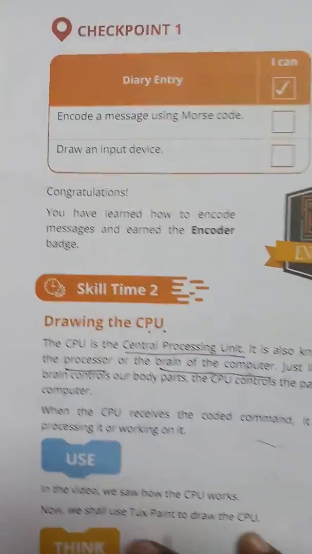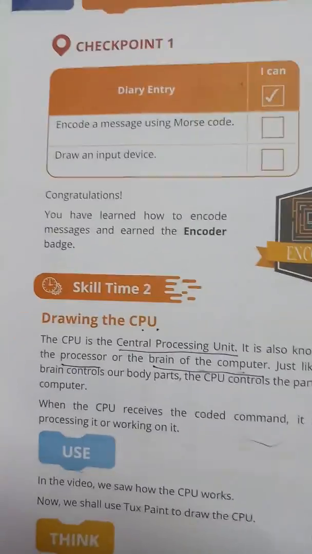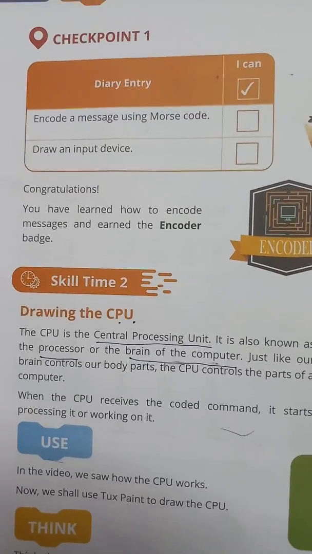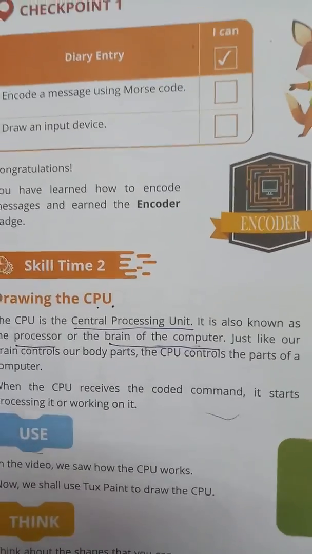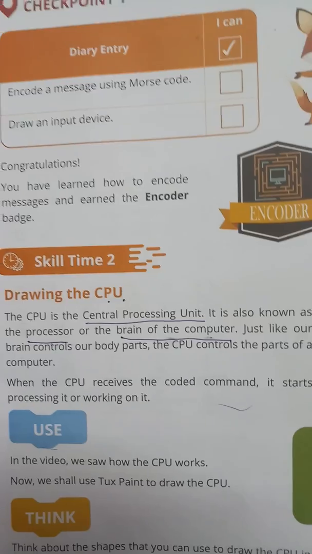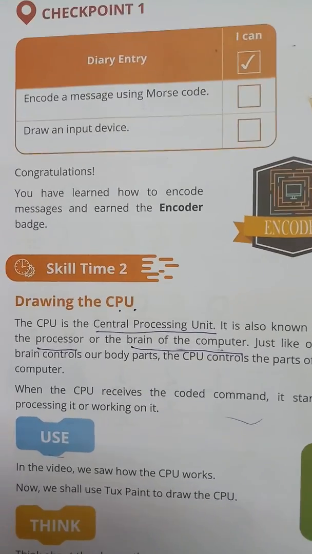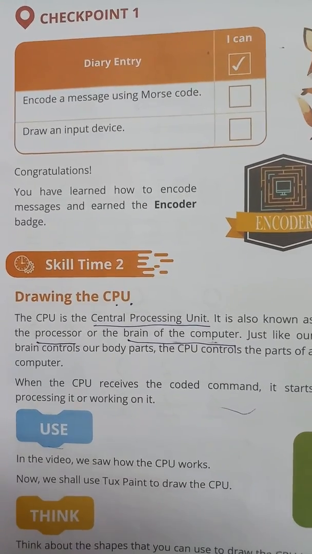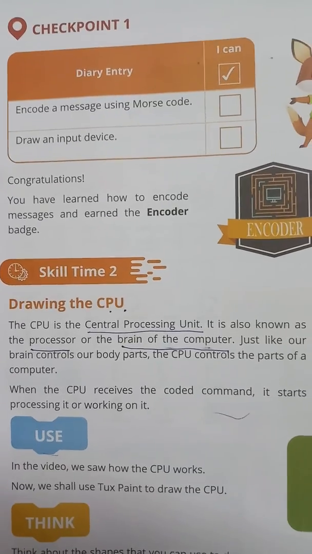The next one is drawing the CPU. The first one was drawing the input device. What are the input devices? Keyboard and mouse. The abbreviation of CPU is Central Processing Unit. It is also known as the processor or brain of the computer.